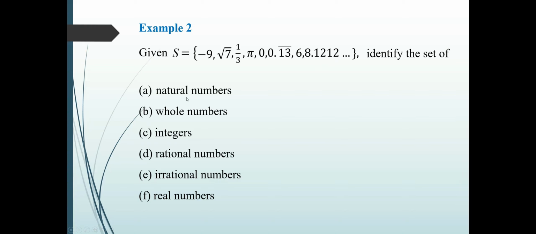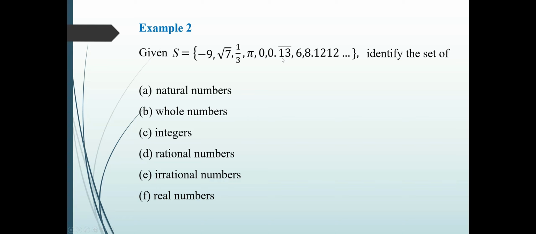Remember, natural numbers can be counted. But you can't have 8.1212 students. You can't have 8.1212 number of things, right? So that's how you remember what is a natural number. But you can count 6 number of people, 6 number of cars. So 6 is a natural number.